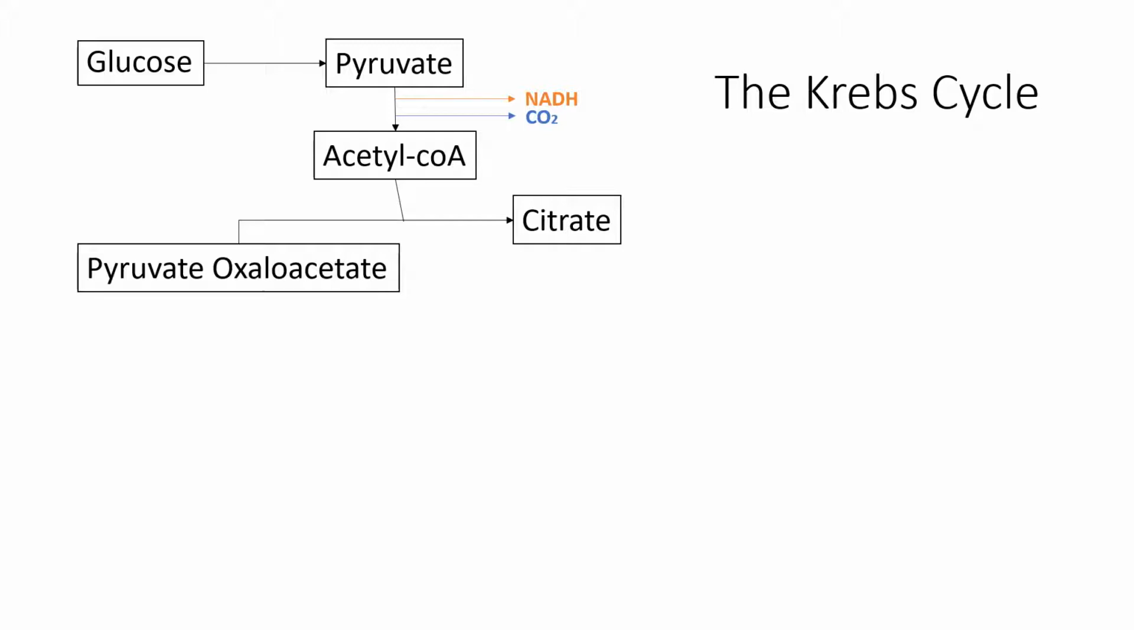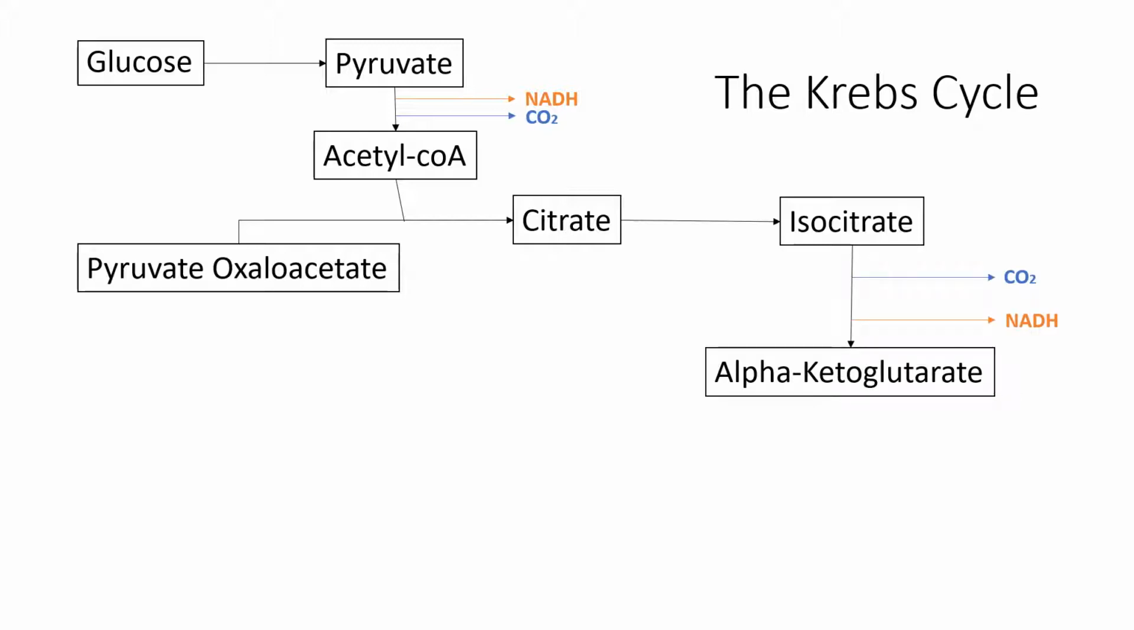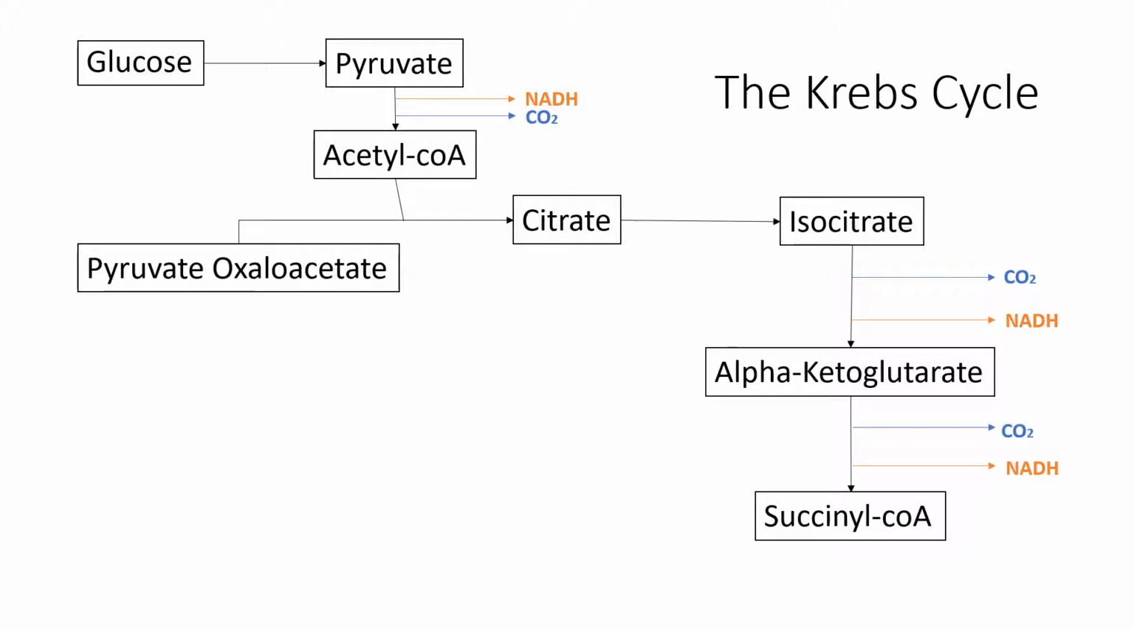The citrate is then converted into isocitrate through the action of enzymes. This then undergoes further oxidation and generates alpha-ketoglutarate, where CO2 and NADH are byproducts. Next, the alpha-ketoglutarate is converted into succinyl-CoA by enzyme action and also releases carbon dioxide and an NADH molecule.